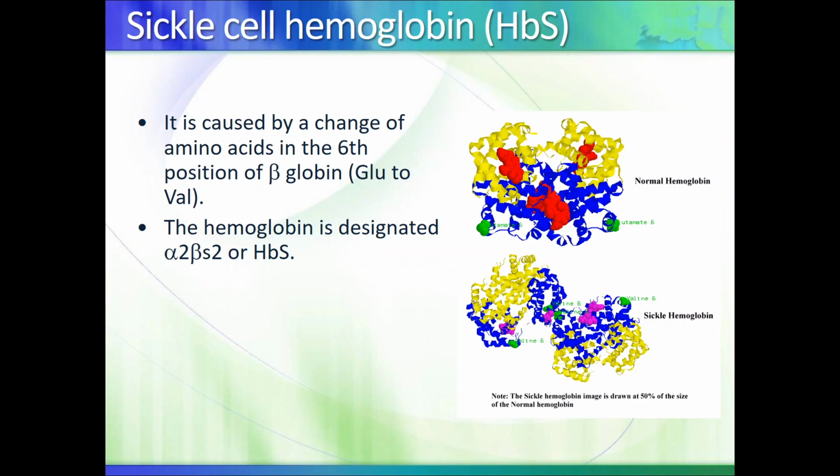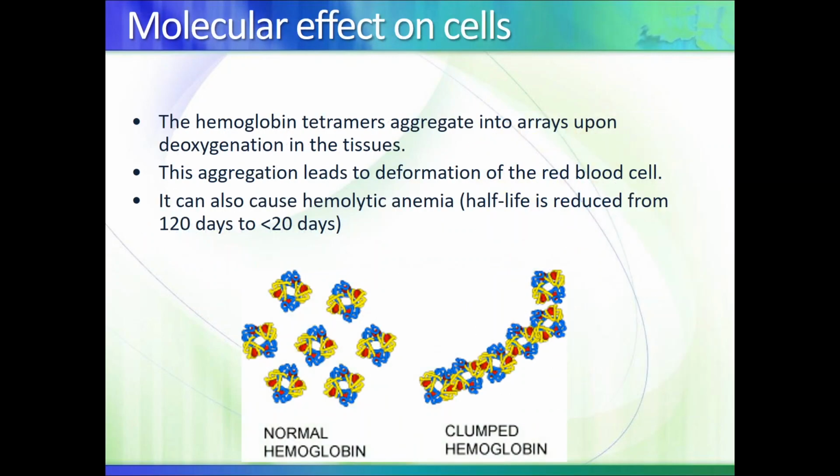The hemoglobin is designated as HbS, and it's designated as alpha2 betaS2. Now, what happens with this hemoglobin molecule is that the defective hemoglobin molecules aggregate together, forming an array, a fiber of hemoglobin molecules, especially in the deoxygenated state. That results in deformation of the red blood cell. It causes hemolytic anemia. The red blood cells cannot survive for a long time. Their half-life is shortened a lot, from 120 days to about 17 days.